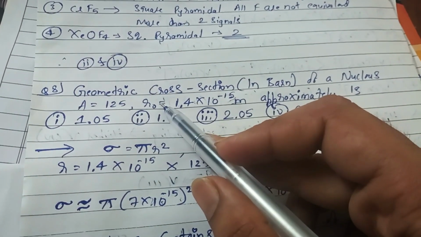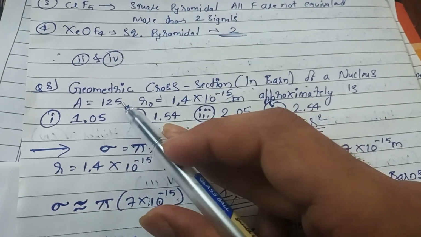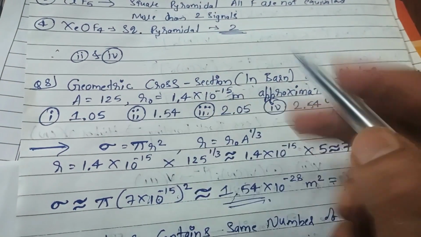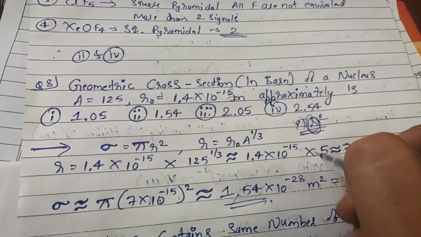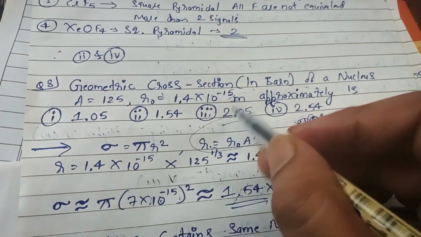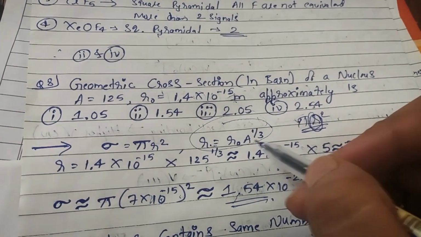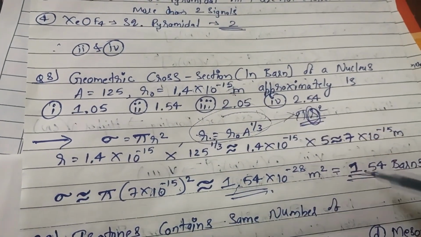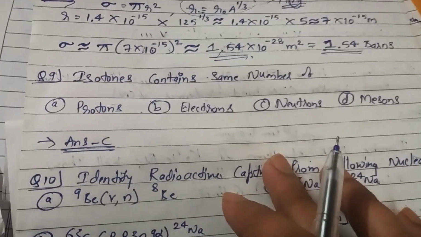This is the trick we have to apply here. They have given a and r naught. We have to use these two and we have to find the r here. So if we got this idea, then it will be a very easy problem. If we know the r, then we have to put it in here and we will get the answer.